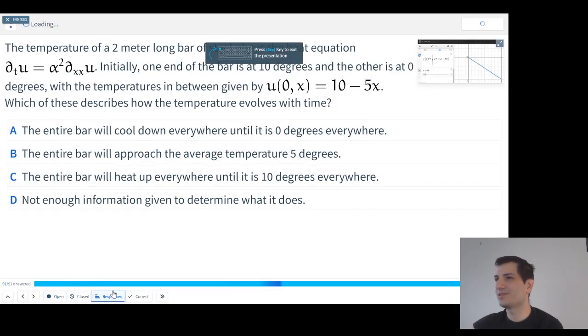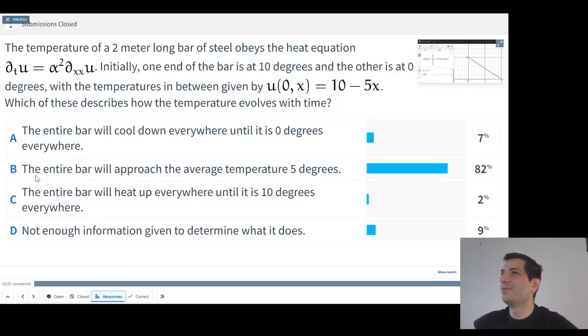Okay, already opened this. Let's see the responses. Most people think the entire bar approaches the average temperature of 5 degrees, and that is wrong. So that is not what happened. The bar eventually went to 0, but even option A was also wrong, because it didn't cool down everywhere. First it heated up at the end, and then it cooled down. So what the hell is going on? The next question is about that.